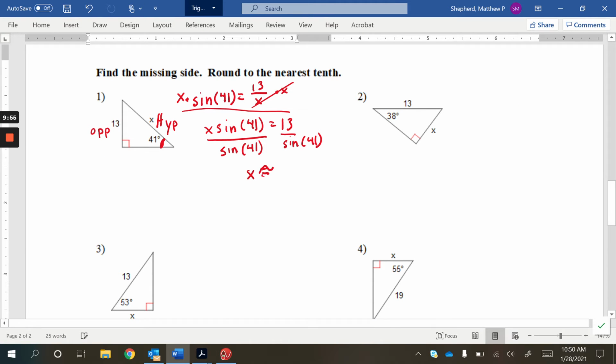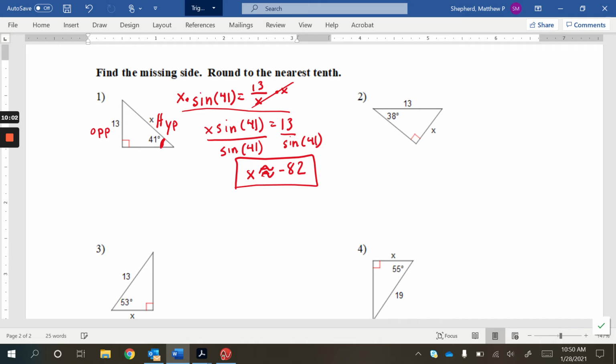Okay, and we have found x. Now, this part right above it would be considered the exact answer, because we didn't simplify or round anything. So if ever you're asked for the exact answer, that's what you'd be given. All right, let's move on to the next.